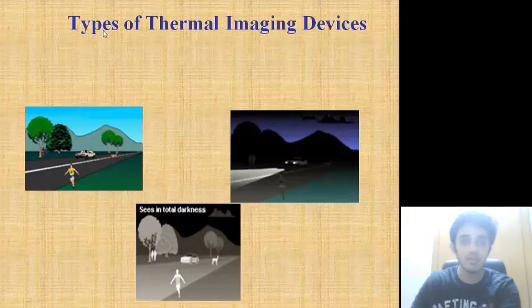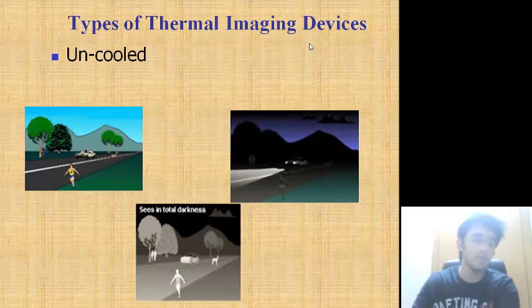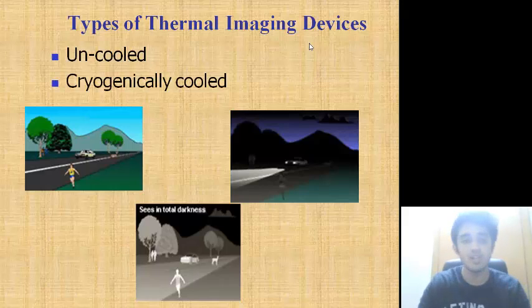Now let's come to the types of thermal imaging devices. There are two types: uncooled and cryogenically cooled. So what are uncooled thermal imaging devices? An uncooled infrared camera is one in which the imaging sensor does not require cryogenic cooling.